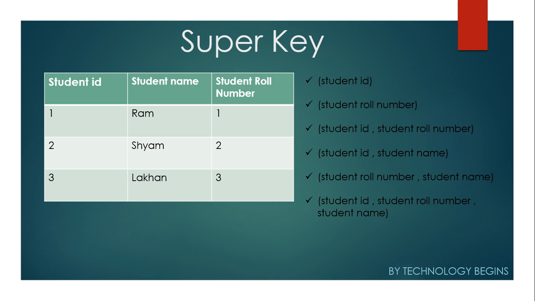Super key. What is super key? Super key is a set of one or more attributes which uniquely identify a row from the table. Here are the possible combinations of the super key. Using these we can uniquely identify a row from the table.